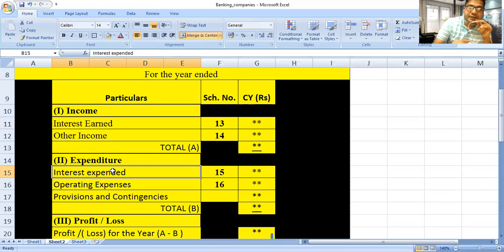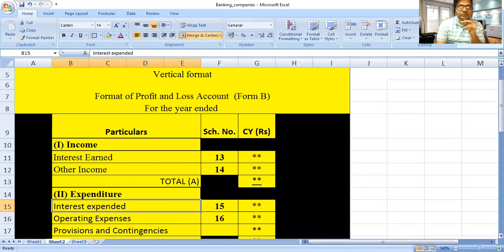Interest expended, interest paid, whenever they accept deposits: savings deposit, recurring deposit, demand deposit. These are the things that you have to understand first. So I hope you understood this profit and loss.